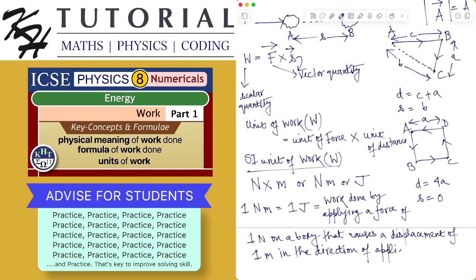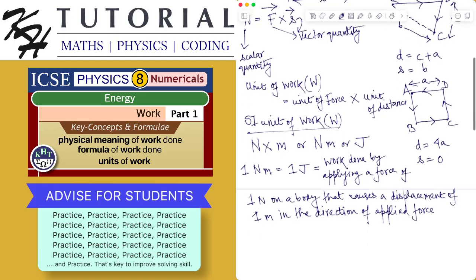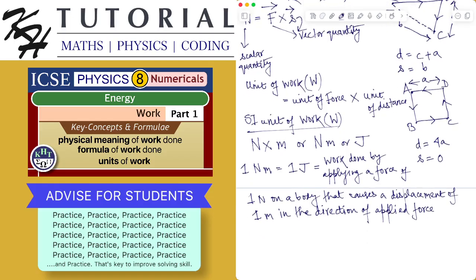This is 1 joule or 1 Newton meter. That is, when a force of 1 Newton is applied on a body, and there is a displacement of the body in the direction of the force by 1 meter, then we say the work done is 1 joule or 1 Newton meter.